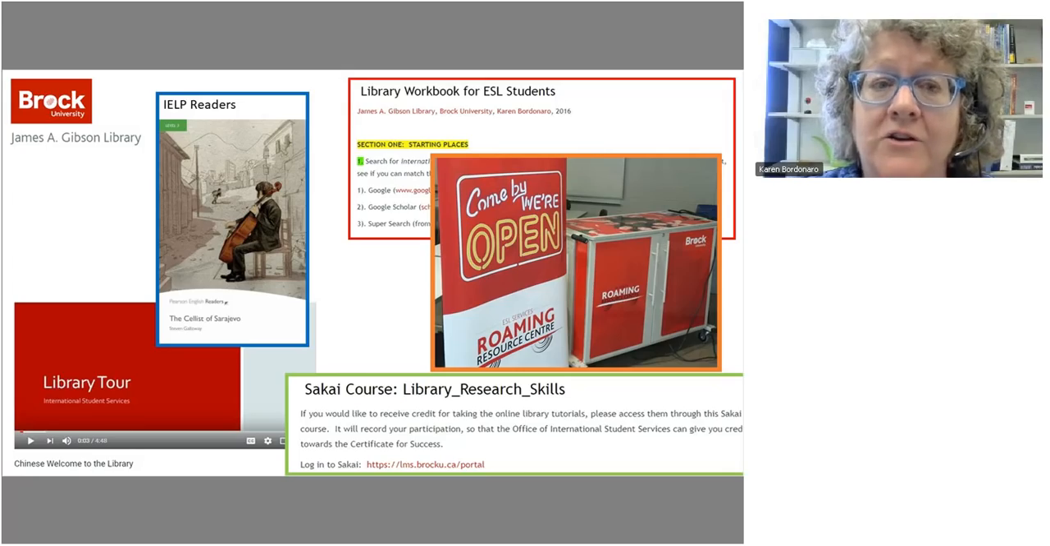The workbook is something I've done with library instruction classes I've done with ESL students. All of you are welcome to use it if you want. It's just some ways I go in and help them work with library learning objectives.